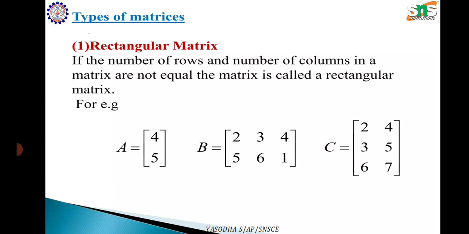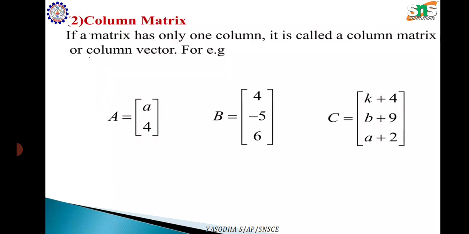So what is a rectangular matrix? If the number of rows and number of columns in a matrix are not equal, the matrix is called a rectangular matrix. Clear? Next, column matrix. What is a column matrix? It is very simple. If a matrix has only one column, then we say that the matrix is a column matrix. For example, A has only one column, so we can say that A is a column matrix. Likewise, B and C have only one column. Therefore, B and C are column matrices.